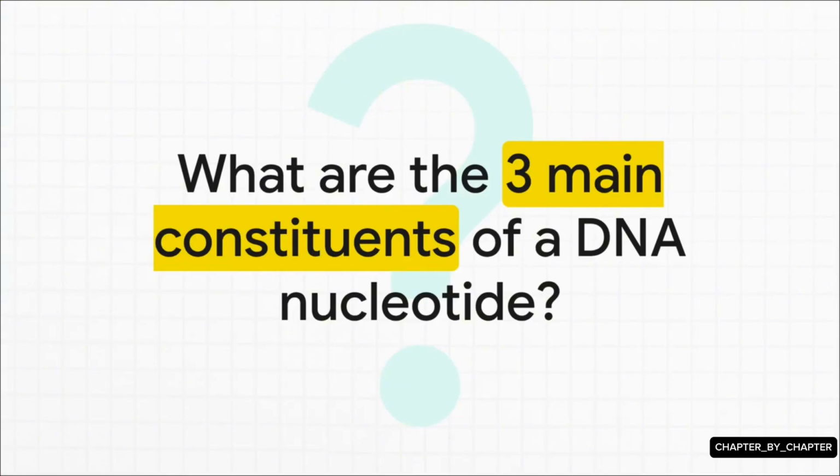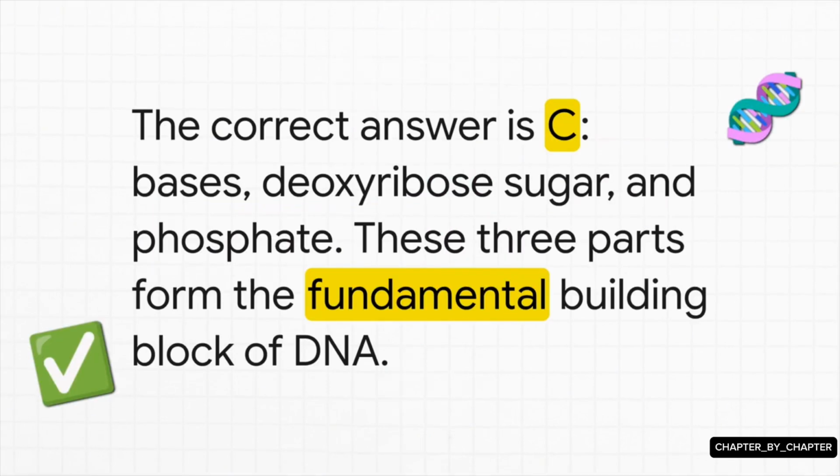So that fundamental building block of DNA, it's called a nucleotide. And the question is, can you name its 3 essential parts? Take a second, think it over. Okay, let's see if you nailed it. And the correct answer is C, a nitrogenous base, a deoxyribose sugar, and a phosphate group. If you got that one right, awesome job, but what do those 3 parts actually do?